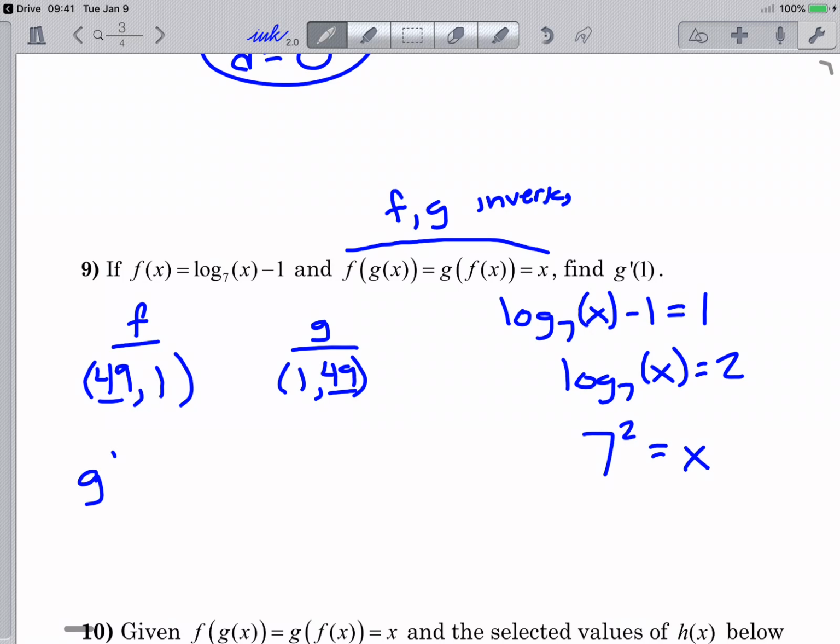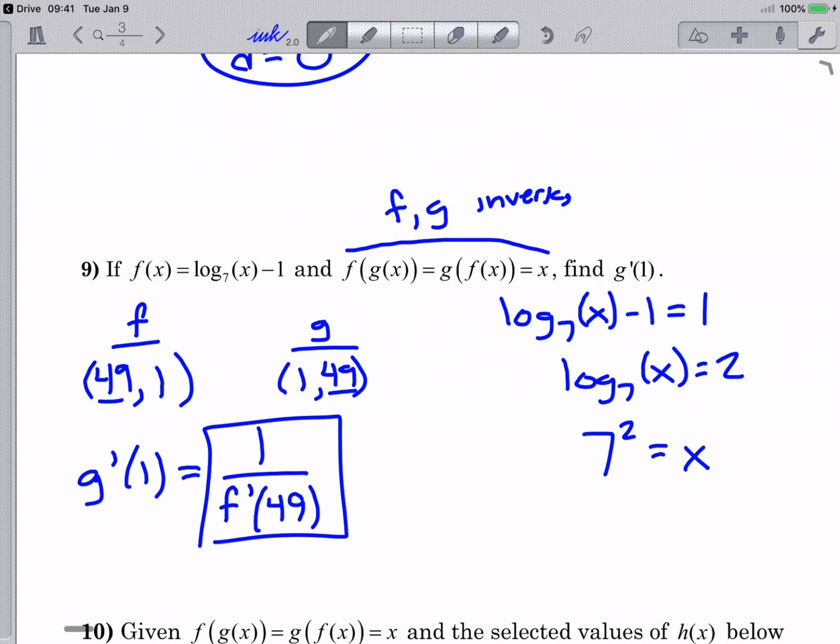So in order to find g prime of 1, I really need to find the inverse of f prime of 49. Okay, so that will be my answer. Well, what is the derivative of f? Well, log base 7 of x minus 1. The minus 1 is just a constant, so I'm going to ignore it. My derivative of a logarithmic function is simply 1 over x, but I also have to multiply by the natural log of the base, so I get 1 over natural log of 7 times x.